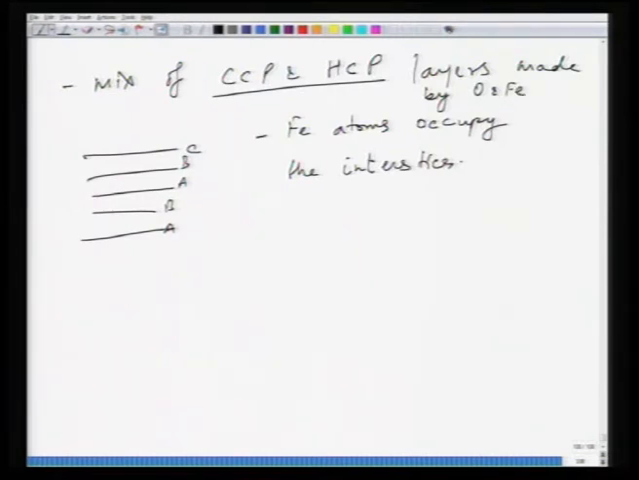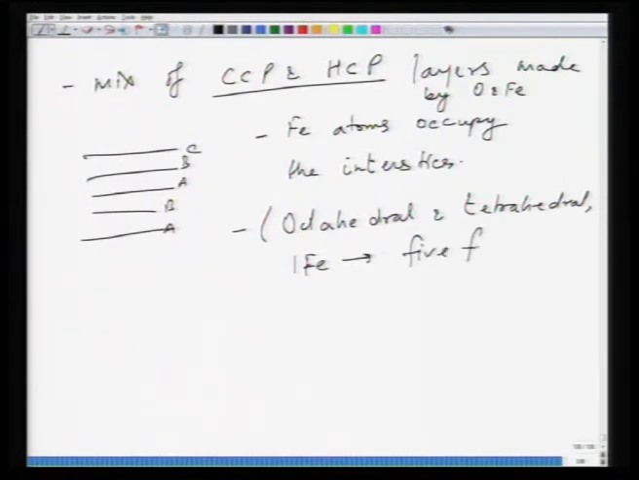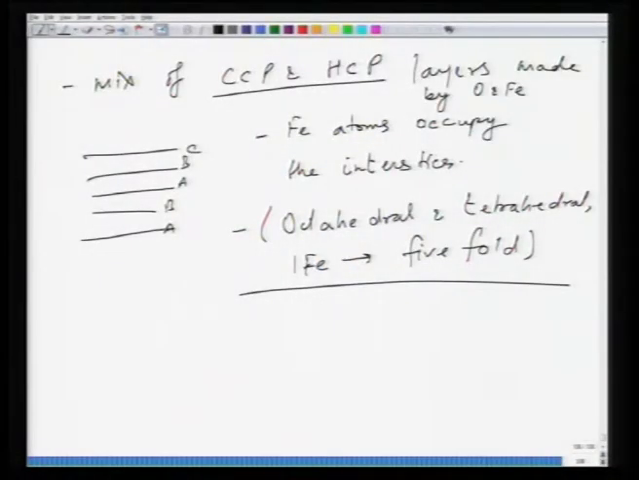So, iron atoms here occupy interstices of the type octahedral. They occupy both octahedral and tetrahedral sites, and another peculiarity of this structure is that one Fe atom remains 5-fold in coordination. So, not only do you have octahedral and tetrahedral coordination, but you also have a 5-fold coordination at certain places in the structure.